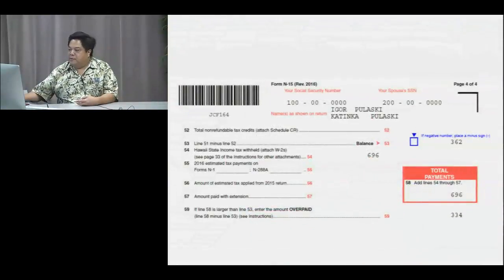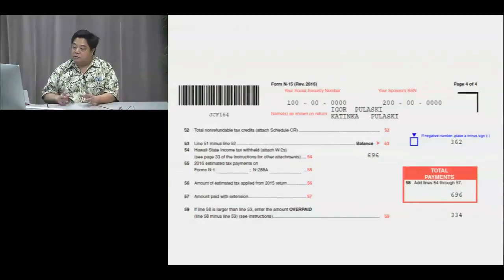Okay, so if the payment is $696 from your W-2, then you overpay in this example by $334, because your tax calculation was $362, but you already paid $696, as you can see on the W-2. Then your overpayment is $334, so you should get a refund of $334.